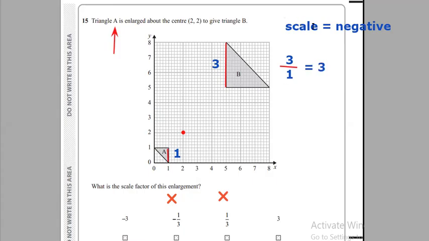And as we said, the scale is negative. Why is it negative? Because the shape became upside down. So the answer is negative 3. Focus on this. The shape became bigger, so it's not a fraction. The shape became upside down, so it's a negative scale factor. And to find the scale, we just divide the image length by the original shape length. So 3 divided by 1 is 3. So the answer is negative 3. And this is how you answer a question like this.